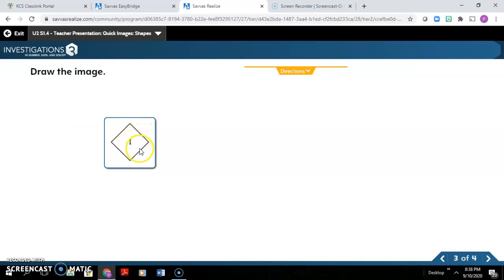We still have our 4 straight sides, and they are the same length. All 4 are the same. We have 4 corners, and it is closed. All right, let's look at all 3 of the shapes together.